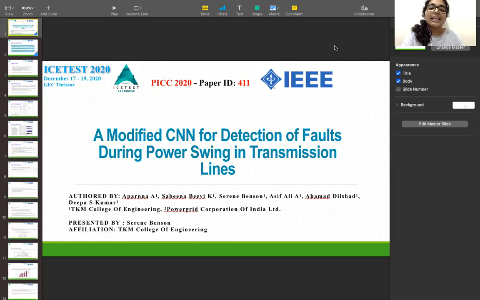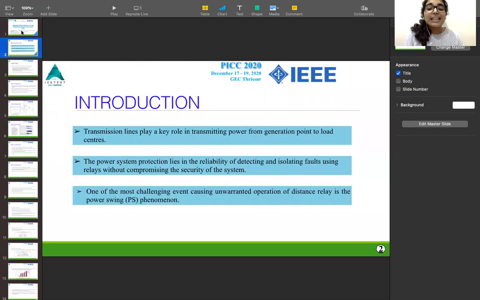A modified CNN for detection of faults during power swing in transmission lines. The integrity and protection of transmission lines is very important for a power system grid, and hence timely isolation and clearance of faults in these lines is very crucial.